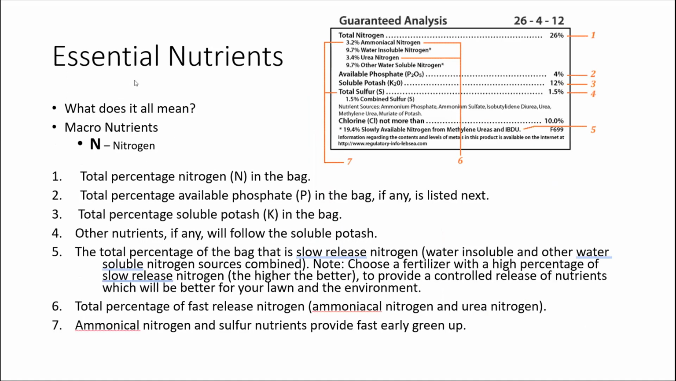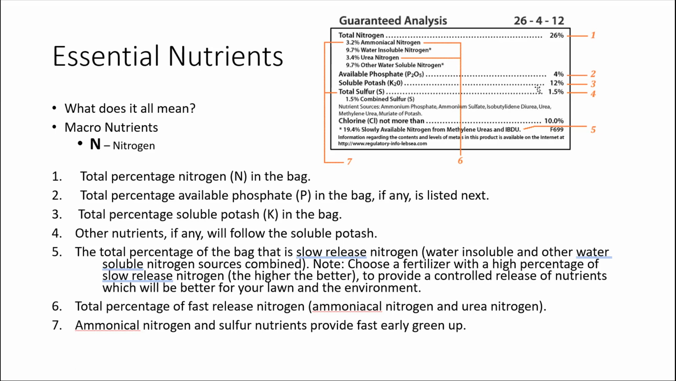So in looking at these essential nutrients, there's the typical number in this label. It's a 26-4-12 fertilizer, which means 26% nitrogen, 4% phosphate, and 12% potash. Okay, so number one tells us our percentage nitrogen. Number two tells us our percentage phosphate. And number three tells us our percentage potash or potassium.